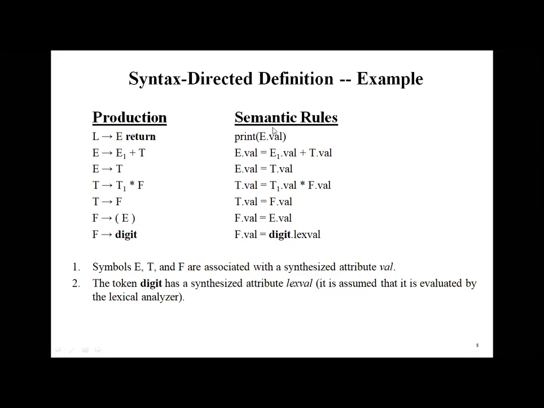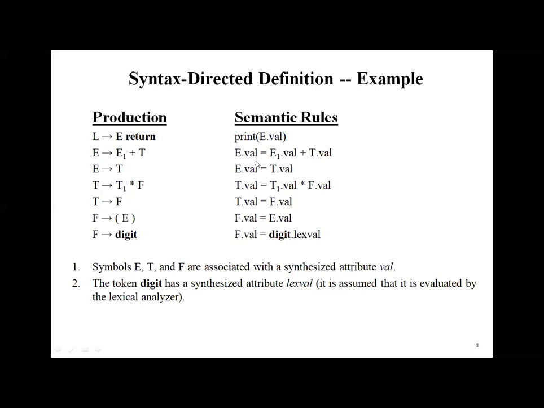Now every production has grammar symbols. What are the grammar symbols? L, E, T, F. So every grammar symbol has an attribute. Here we have E dot val, meaning the value. E dot val means the value of E. This val is treated as an attribute, and this is a synthesized attribute.